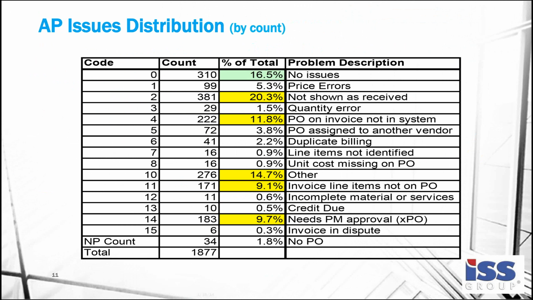11.8% the PO on invoice not in the system, so the supplier sends an invoice in with a PO number that is not in the purchasing system, and accounts payable can't pay it if they don't have a PO to reference.